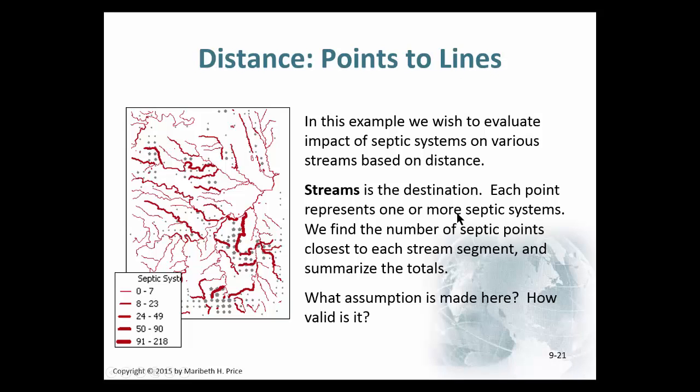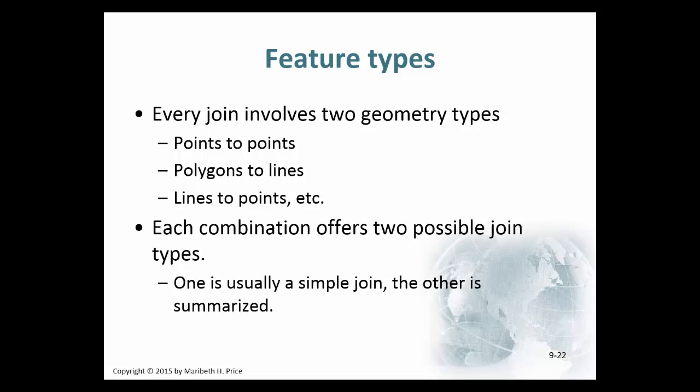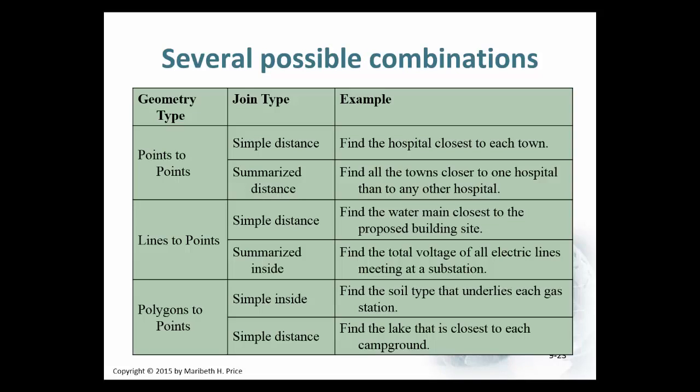Distance and summarized distance are possible. In this case, summarized distance is used, which sums the total septic systems that are closest to each stream. Join types are available for each combination of feature geometries in a spatial join. This is a partial list of join combinations. A full list is found in your text.